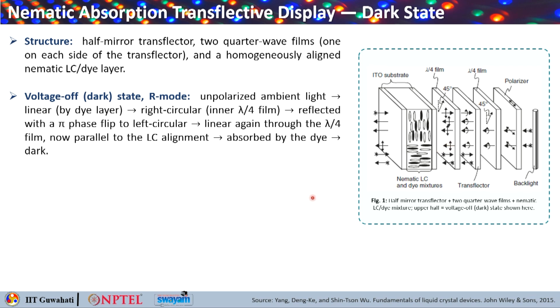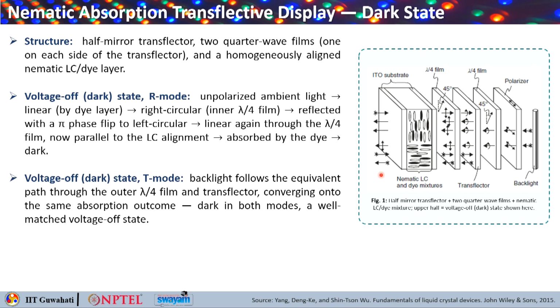So what happens in that case is the dye will absorb it strongly in the second pass when the light is trying to come out. So you don't get any light out here, and it becomes completely dark. That is how it works in the reflection mode.